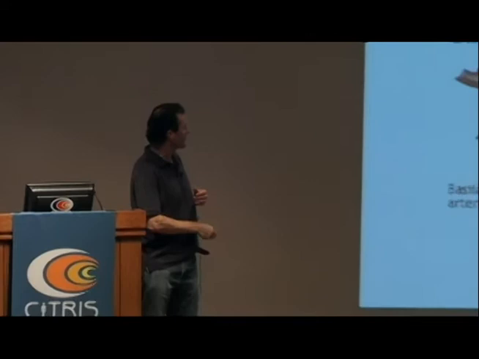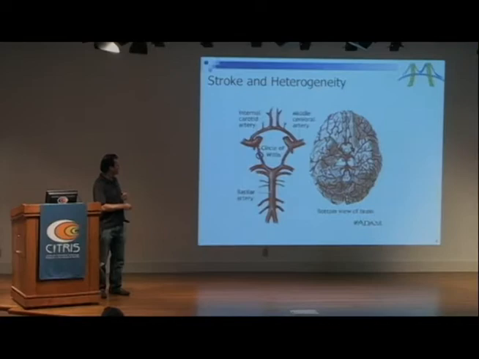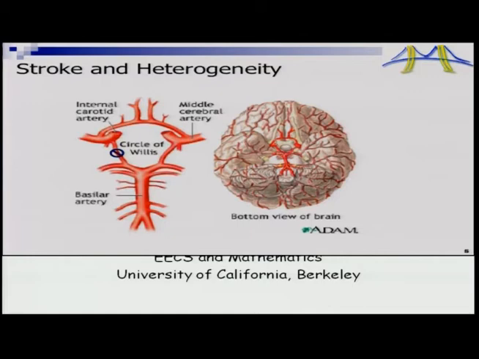So the interesting thing about stroke is you have this branch of arteries in your brain called the circle of Willis, where most of the strokes occur. So you get a blockage, and then it cuts the blood supply off locally, which leads to brain damage. That's called ischemia. But the thing that'll kill you is a downstream event where there's overloading of blood, and you can actually burst the blood vessel.